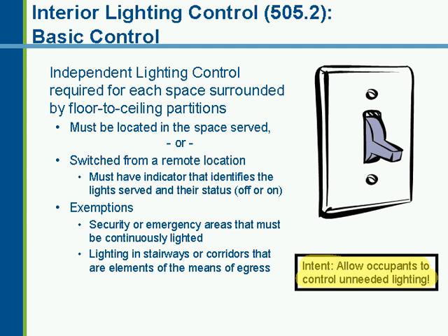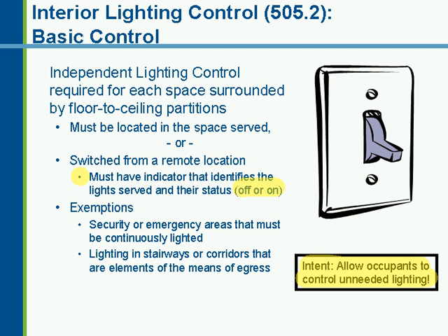a switch that's located in the space so occupants can see it. However, if you have reason not to do that, you can have a switch from a remote location. But the switch must have an indicator of some type that identifies the lights that are served by that switch and the status of the lights, either on or off. And typically this would be a pilot light next to it that would indicate the status of the circuit.